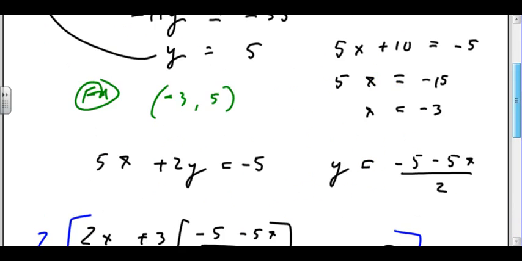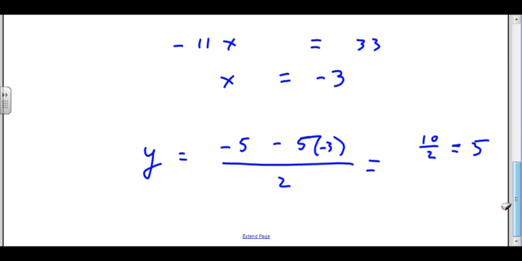Okay, much better. Y is equal to 5, yeah. Okay, good enough? Okay, let's see.